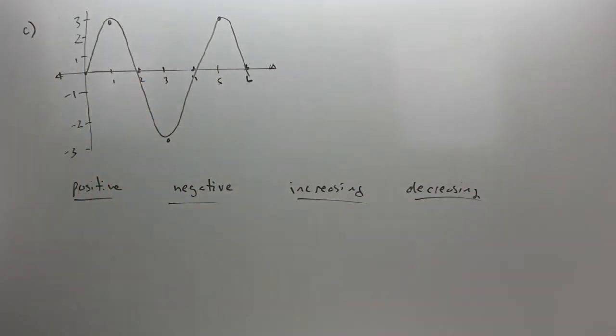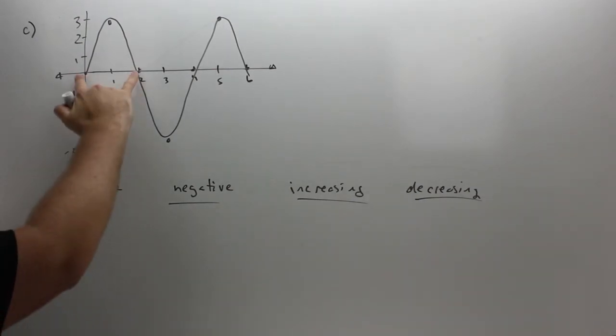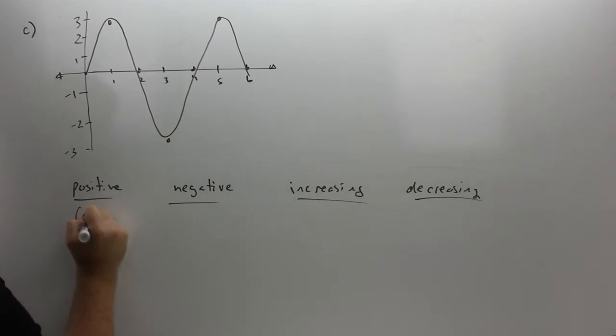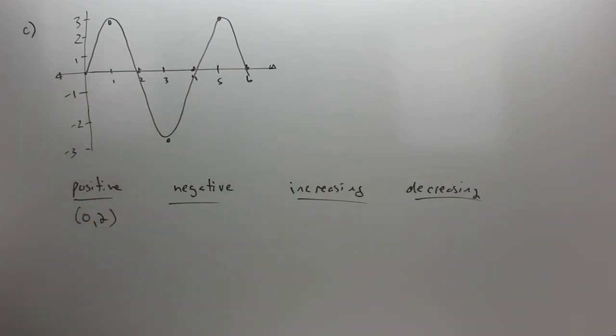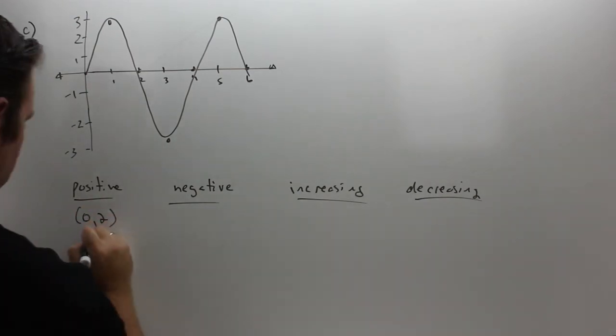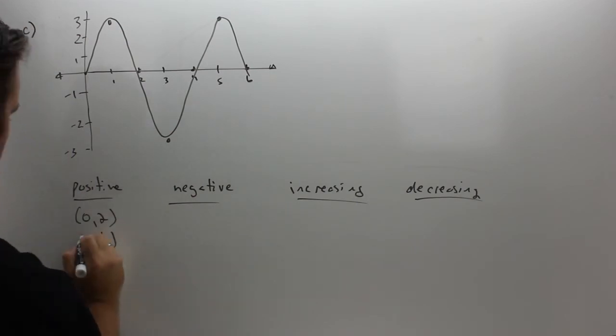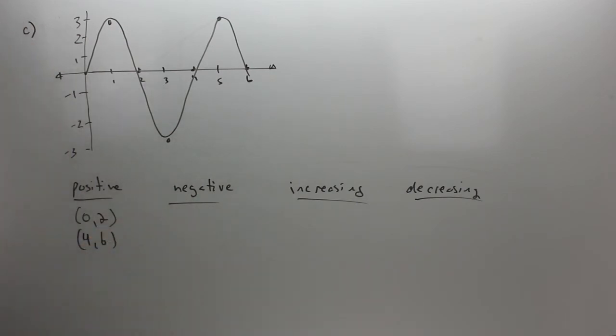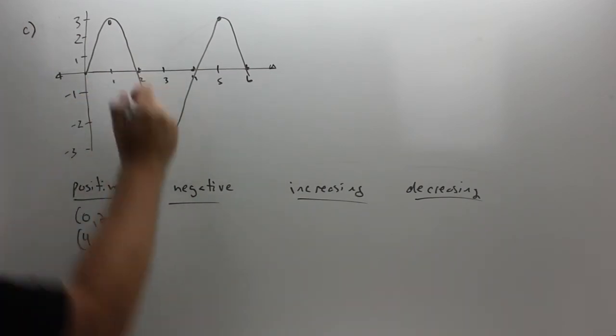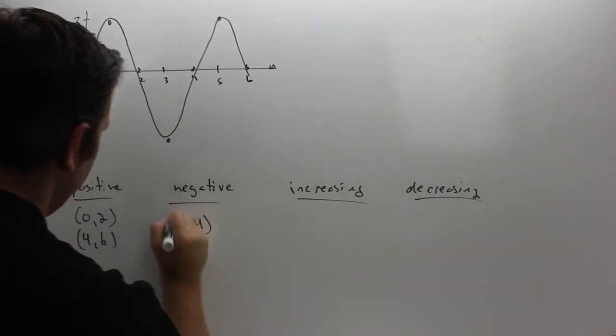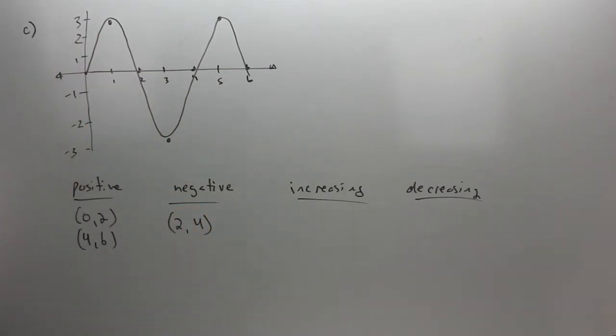Okay, so this graph here, when is it positive? It's positive, so that just means when it's above the x-axis. Okay, 0 to 2, and 4 to 6. When is it negative? It's negative from 2 to 4. That just means when it's below the x-axis. It's below the x-axis from 2 to 4.